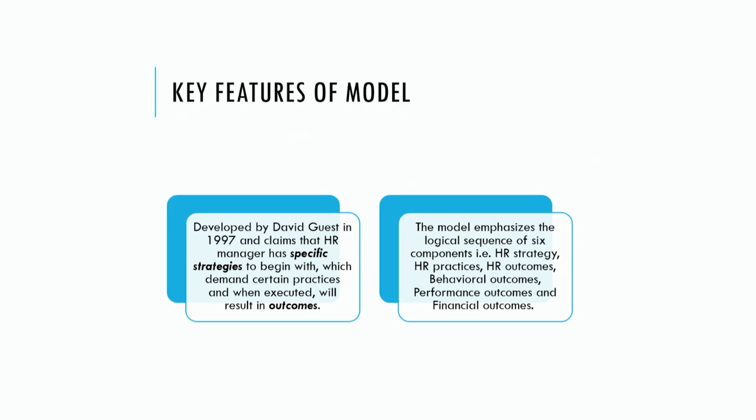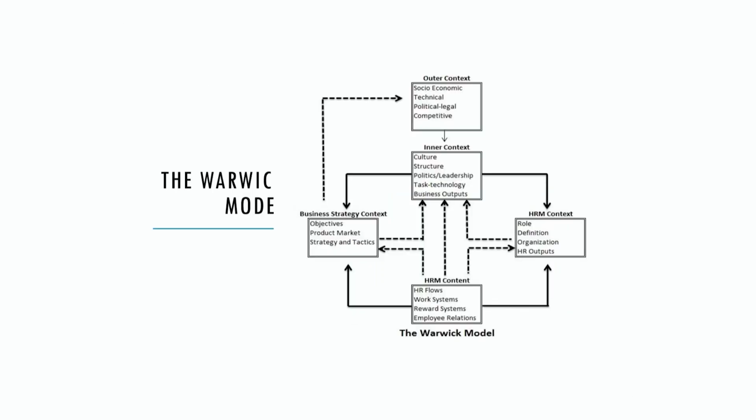So this we have already discussed. Next is the Warwick model. In the Warwick model, the focus is on some context, outer context and inner context. Outer context is the external business environment, and inner context is the internal business environment.